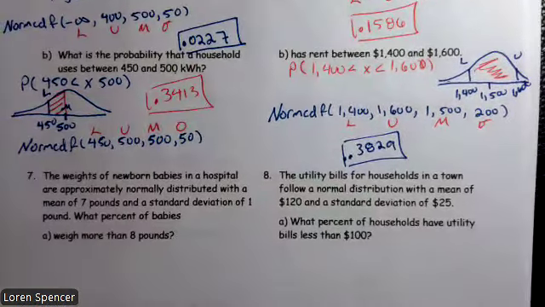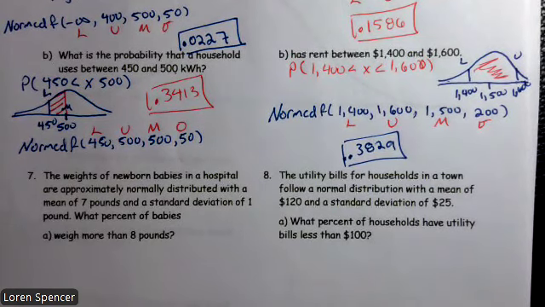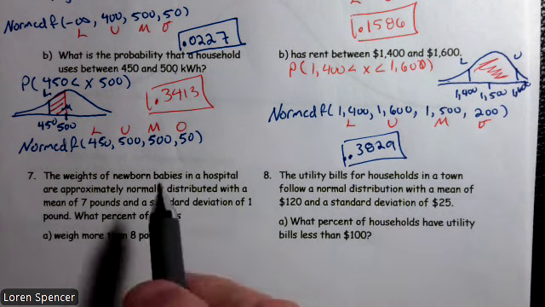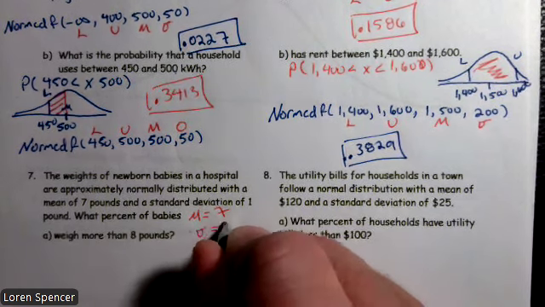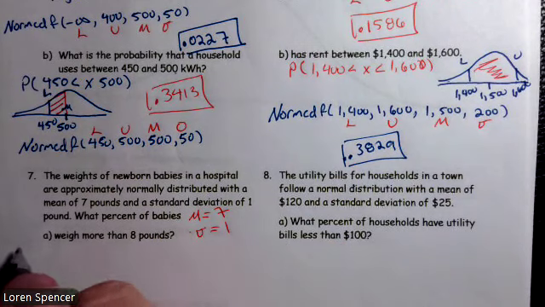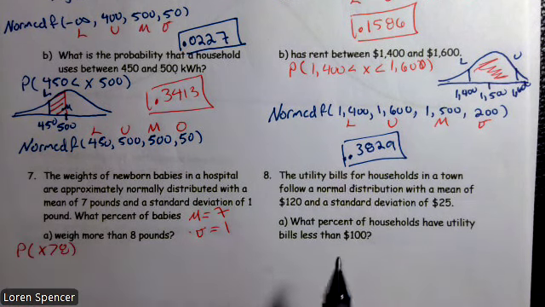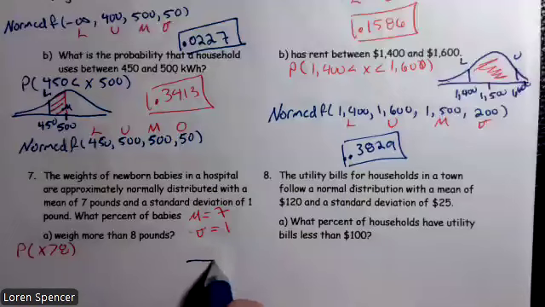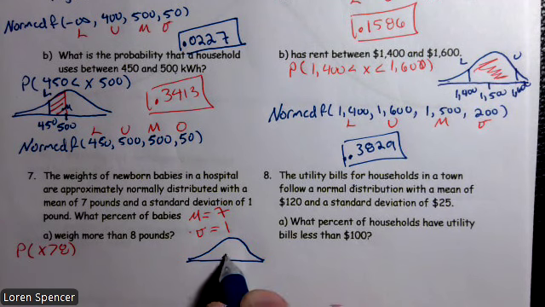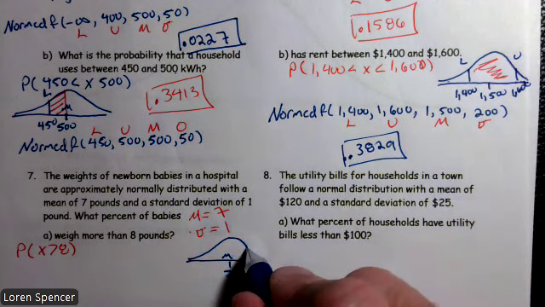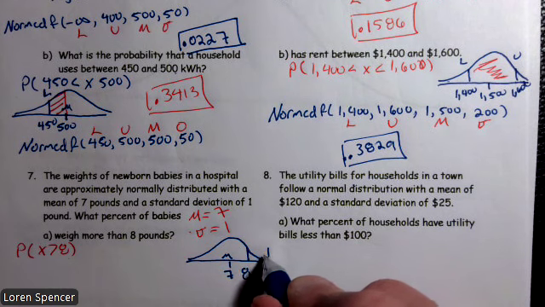The weights of newborn babies in a hospital are normally distributed with a mean of 7 pounds and a standard deviation of 1 pound. Mean is 7, standard deviation is 1. What's the probability that it weighs more than 8 pounds? So we're looking for the probability that X is greater than 8. Our graph is going to look something like this. We're going to be centered at a mean of 7, and we're going to start at 8, and we're going to shade up to positive infinity. So we're looking for this area right here.